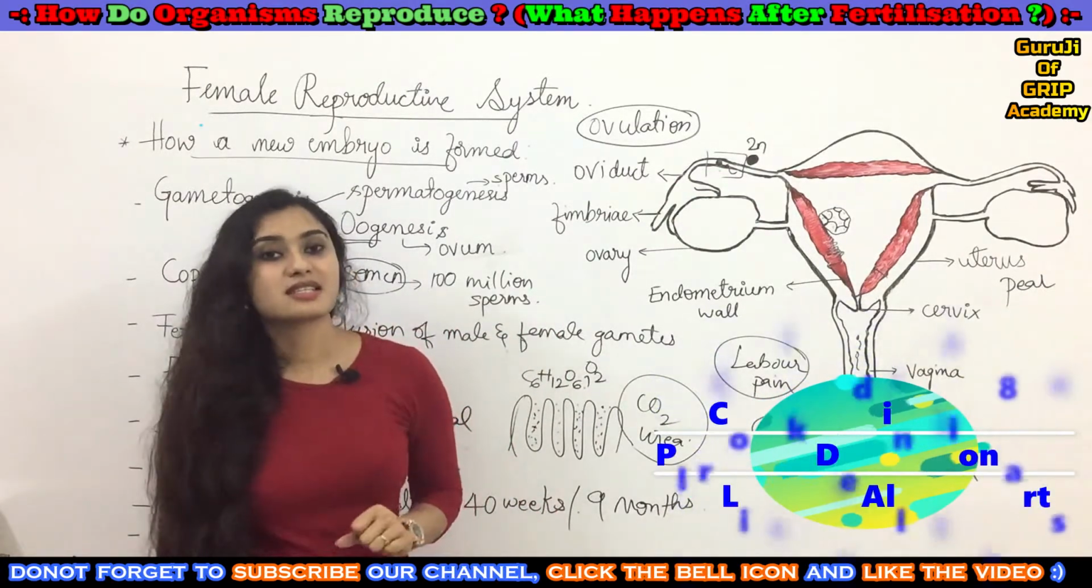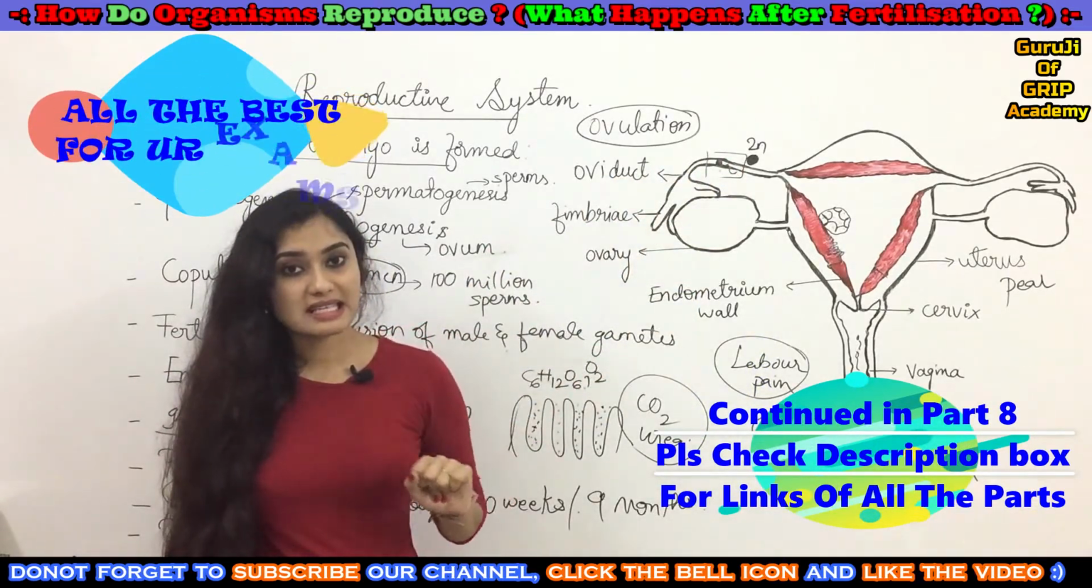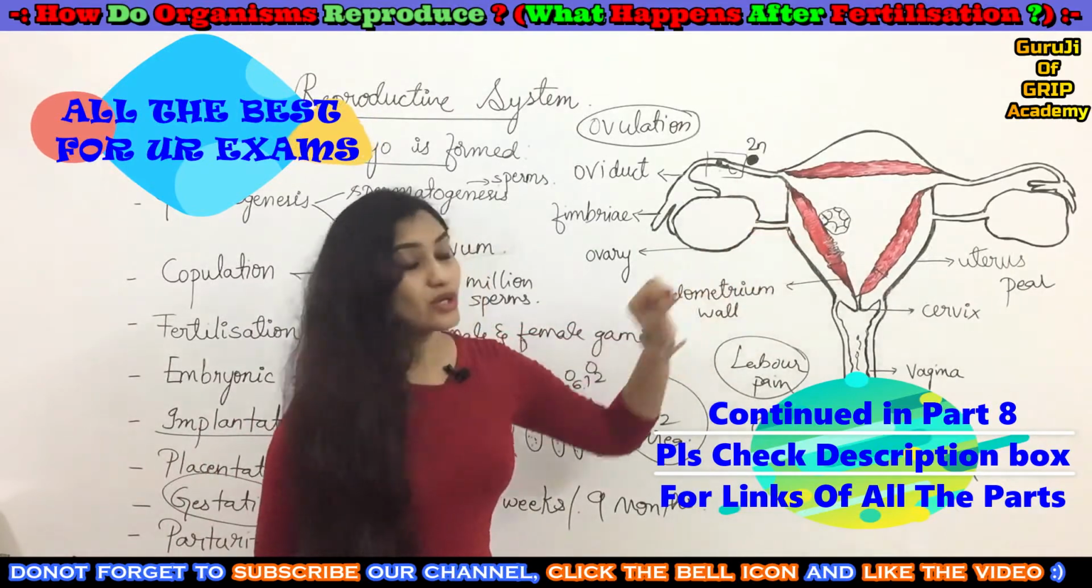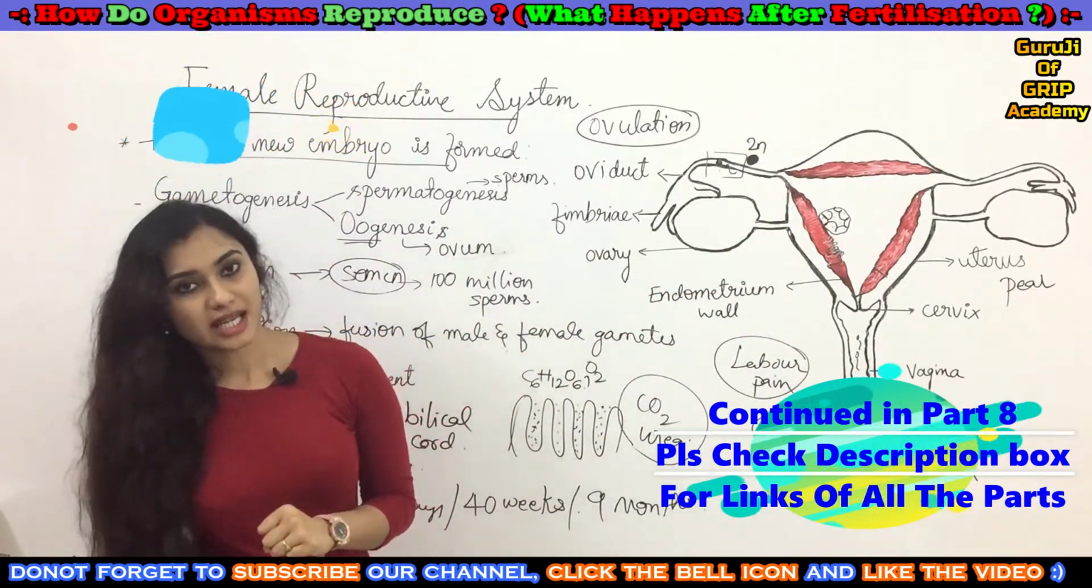So now let us discuss that. What is the fate of this ovum or egg cell, or what happens to the endometrium wall, if the egg is not getting fertilized?